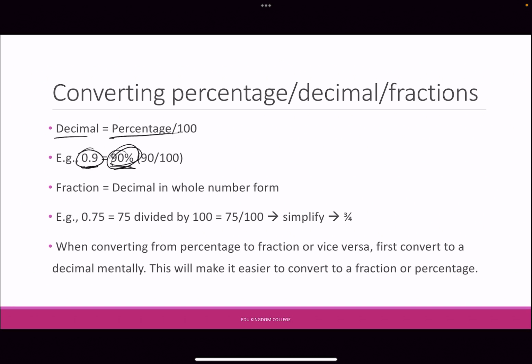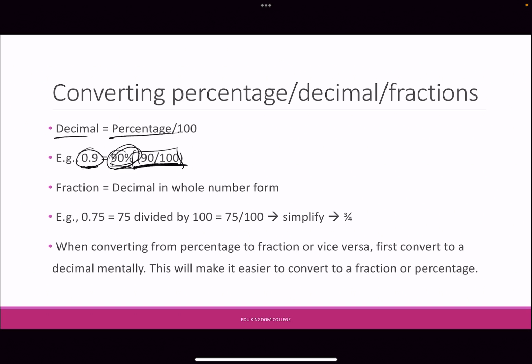Now a fraction. We said a decimal was a percentage divided by 100. A fraction is that when it's written out as something divided by something, like that percentage divided by 100. When it's written out like that, then it's a fraction. So 90 over 100 is your equivalent fraction for 90%, and then obviously you can simplify it.